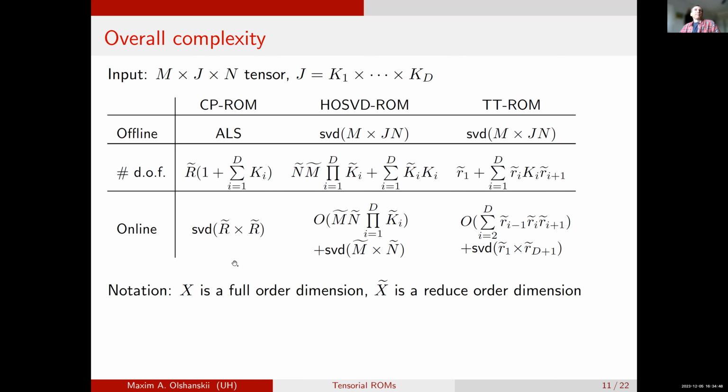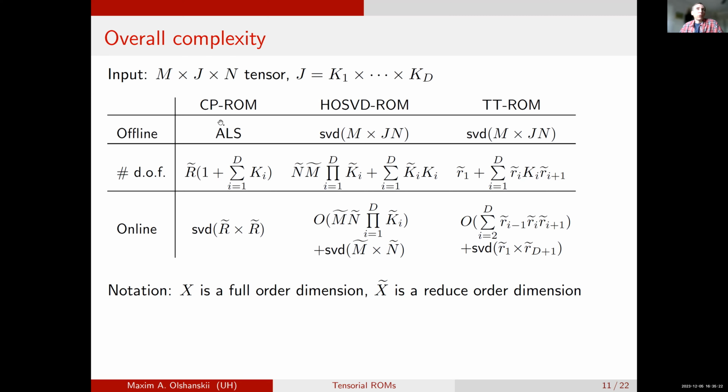All right, a brief comment about the overall complexity. This is just a comparison of different low rank tensor formats in terms of complexity and algorithms. So the offline stage: high order SVD and TT are based on SVD decompositions of some unfolded matrix.